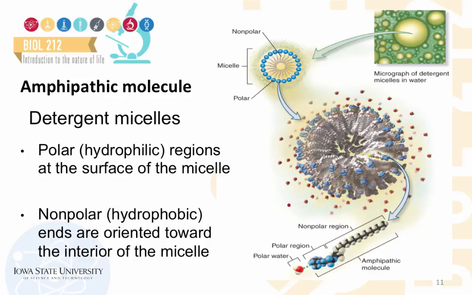Amphipathic molecules, on the other hand, have both polar regions, which are hydrophilic, as well as nonpolar regions, which are hydrophobic. So the polar regions can interact with water, and they're oriented toward the outside of structures called micelles that these molecules form when mixed in water. And the interior parts of the micelles contain mainly the hydrophobic regions of these amphipathic molecules. A common example of amphipathic molecules are those found in detergents. These molecules form micelles, trapping dirt on the inside.